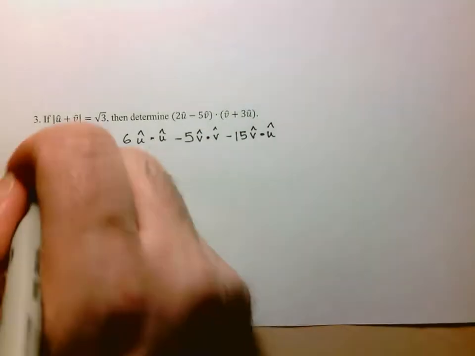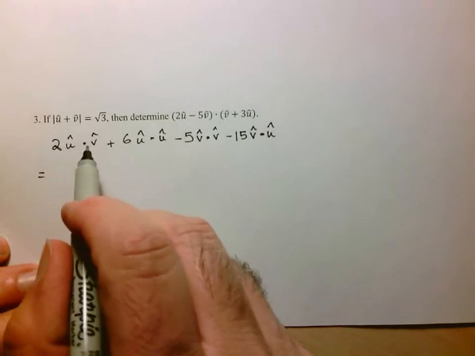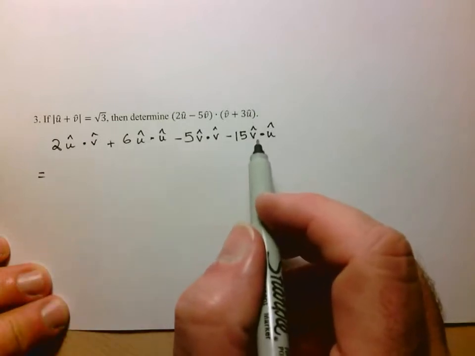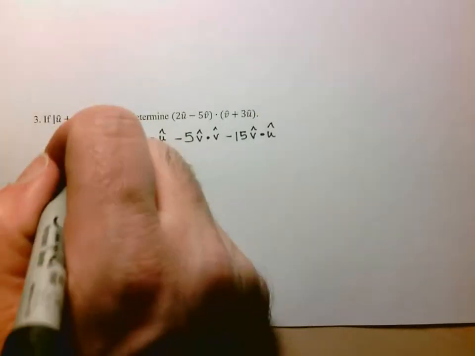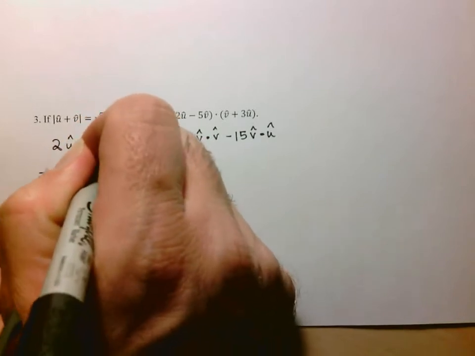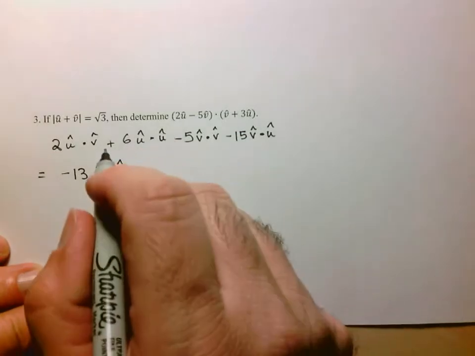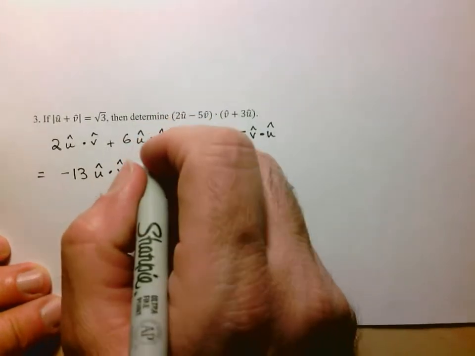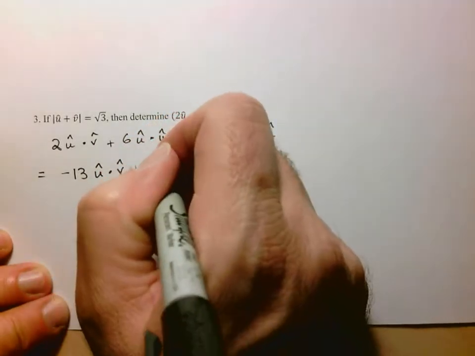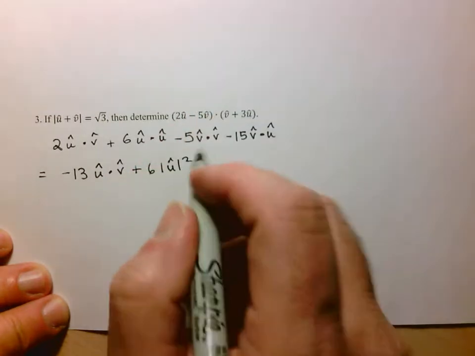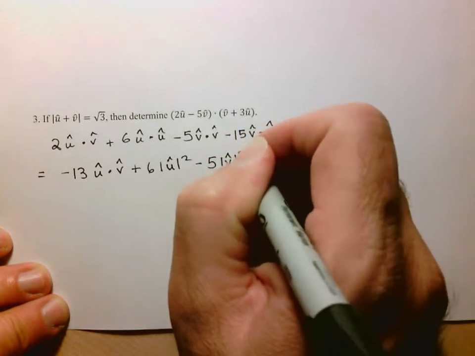Okay, so let's simplify this. First of all, I notice that I have u dot v and v dot u, but we know that the dot product is commutative. So u dot v is equal to v dot u. So this can just become 2 minus 15, which is negative 13 u dot v, or I could write it as v dot u, doesn't matter. Now here I know that u dotted with itself, or any vector dotted with itself, is just the magnitude of that vector squared. And same thing here, v dot v, so that's minus 5 magnitude of v squared.